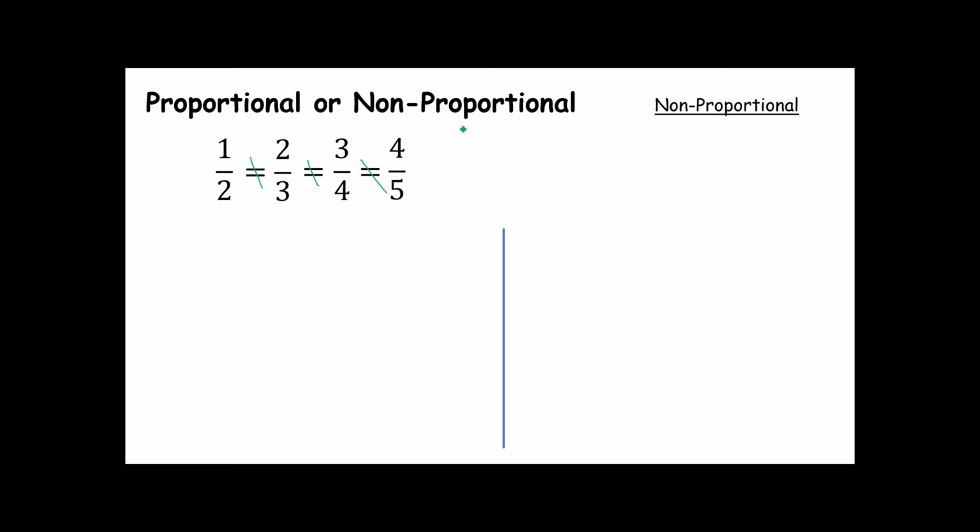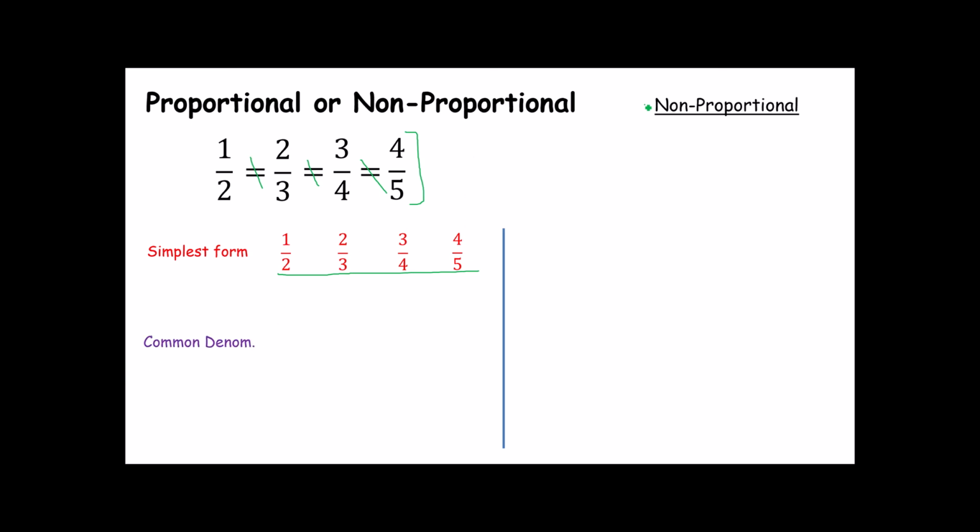But what I'm going to do is use the same processes we used in the previous slide to show that that relationship was proportional, to show that this is not proportional. But we're going to do it a little faster this time because you've already seen it once. The first method we talked about was putting them in simplest form. Well, 1/2 is already in simplest form. 2/3 is already in simplest form. 3/4 is already in simplest form. And 4/5 is already in simplest form. Notice we were not able to get them all to match. Therefore, this is not a proportional relationship. These are non-proportional.